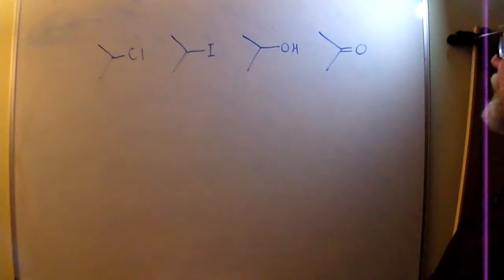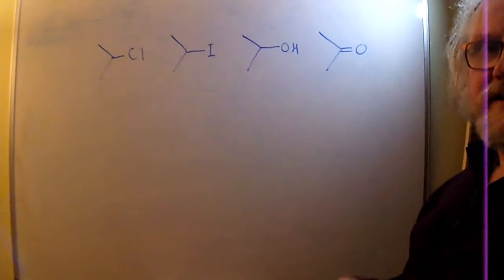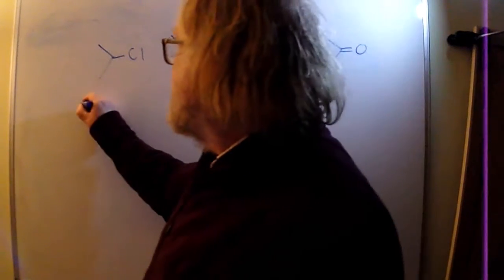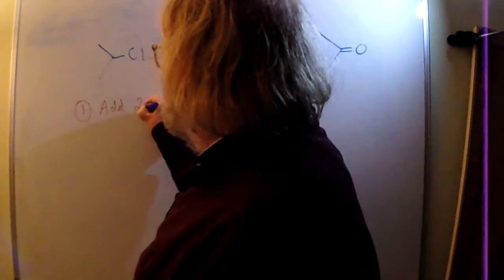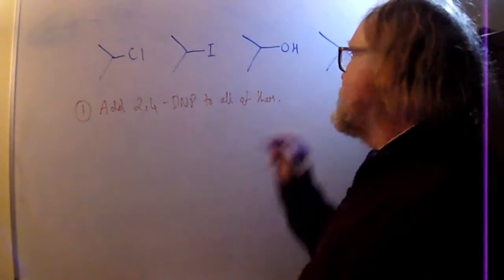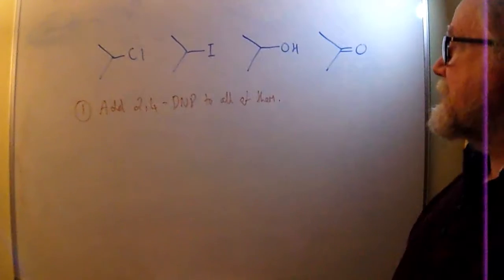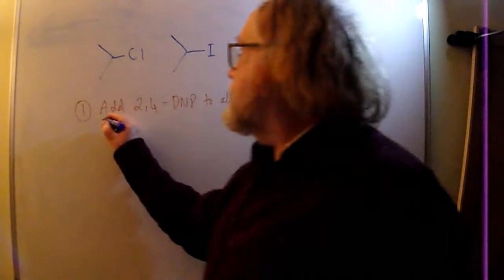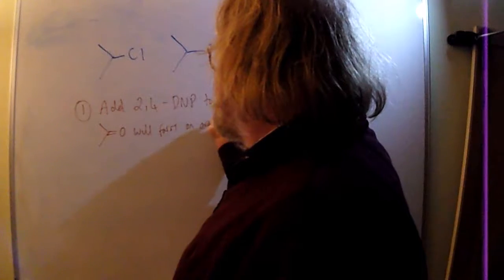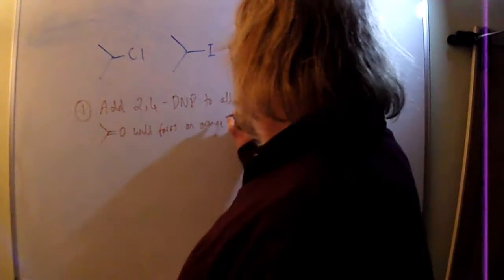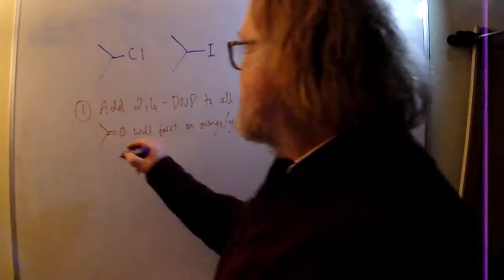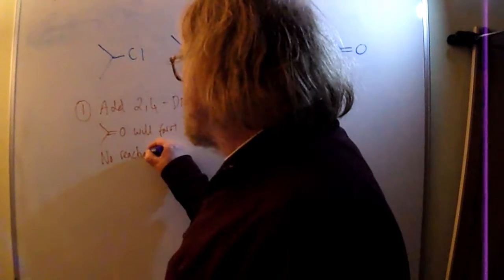So let's say, first of all, that you recognise 2,4-DNP is a reagent which reacts only with aldehydes and ketones. So that's going to pick this one out, which is a ketone, and not react with all of the others. So that's what you say. First of all, add 2,4-DNP to all of them. Okay, just making it clear that they're each going to be treated the same way. And then you explain that propanone will form an orange-yellow precipitate. But you've also got to say explicitly what the others do, and if that's nothing, then that's what you say. So you say no reaction for the others.